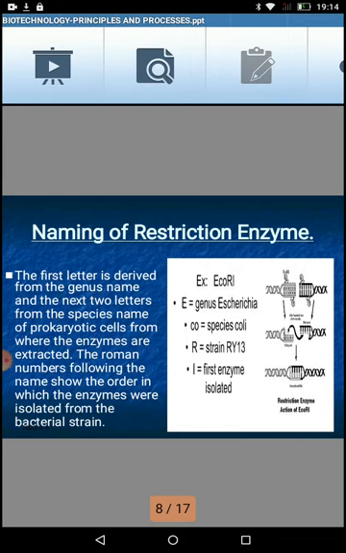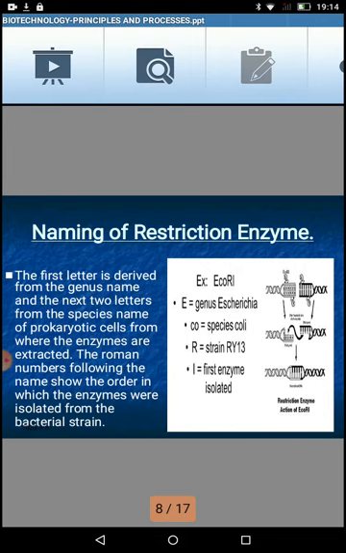Then comes the R. Now, in the case of bacteria, there are many strains. So which strain is this particular enzyme coming from? That is the R strain. So the letter R is present after ECO. And then the last one, 1.